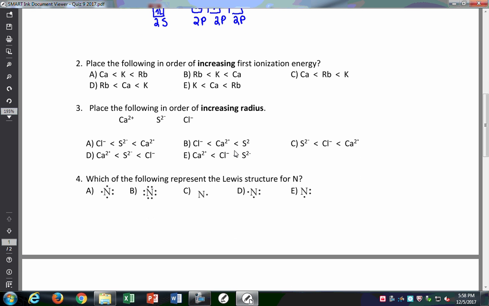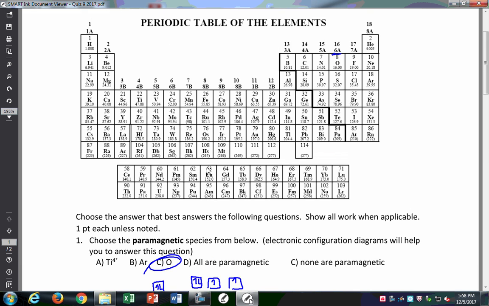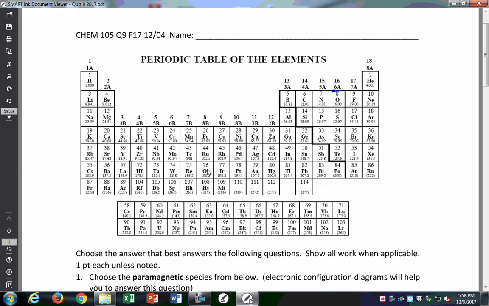So here we're looking at first ionization energy. First off, you need to understand what first ionization energy is. It's the energy it takes to get to that first ion, so to remove an electron. So let's look at our atoms.